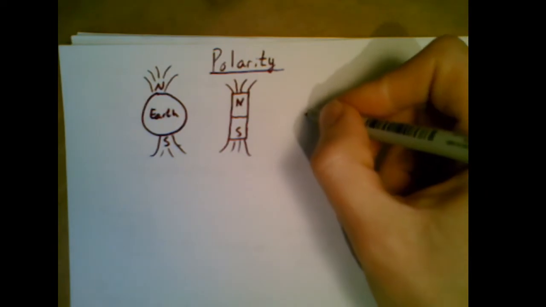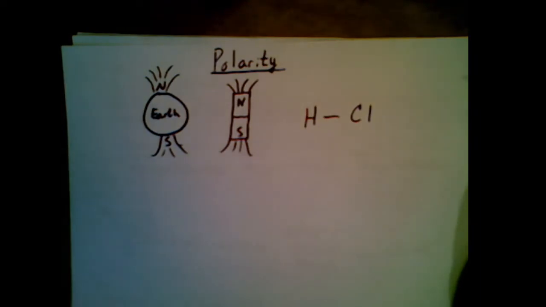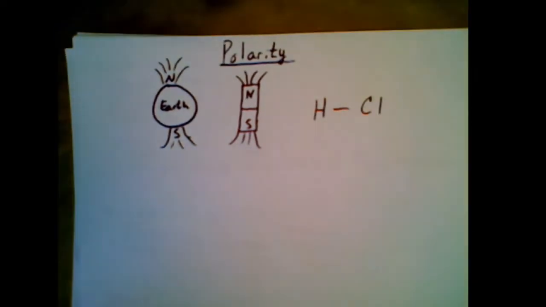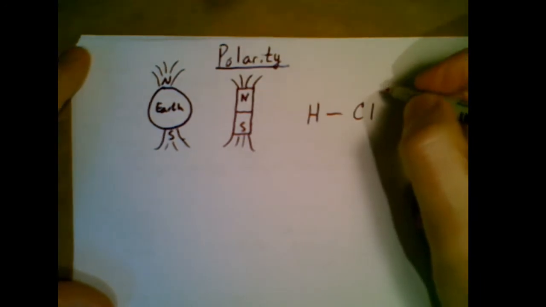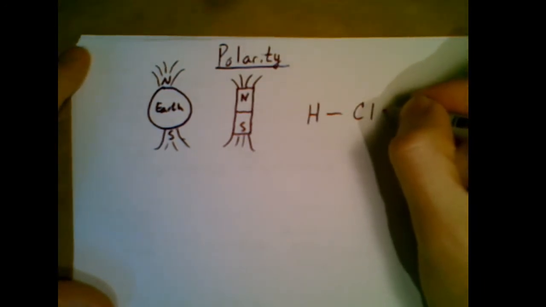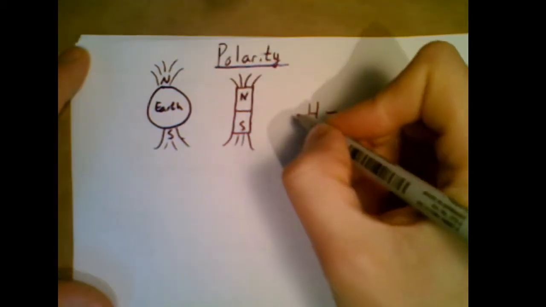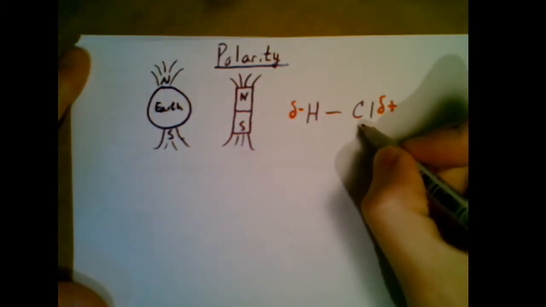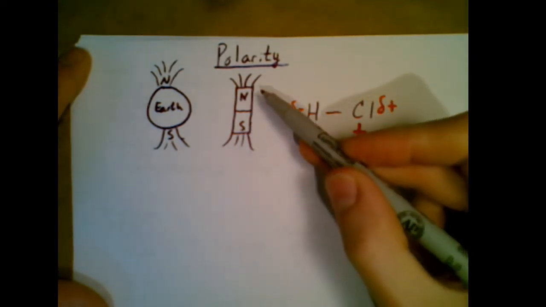And so a molecule is no different than a magnet or the Earth in the sense that it can also be polar. The only difference is in chemistry. When we talk about polarity, we're not talking about north and south. We're actually talking about being partially positive, which is what this little symbol means, partially, not fully, but a little bit positive, and a little bit negative. The real difference is that in chemistry, our poles are positive and negative versus north and south.